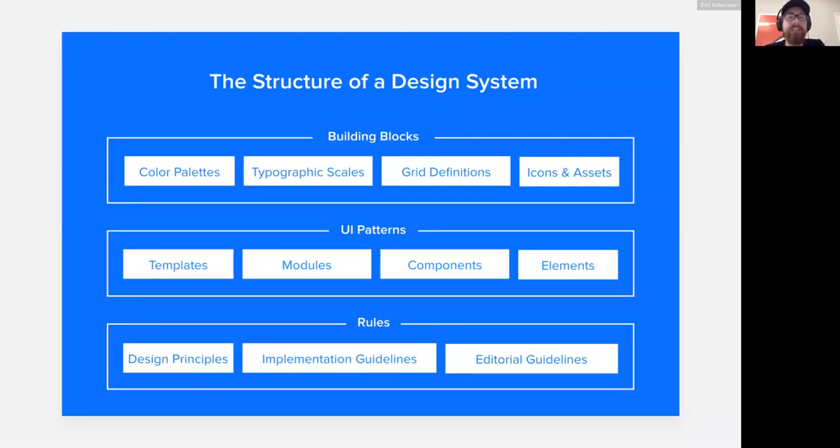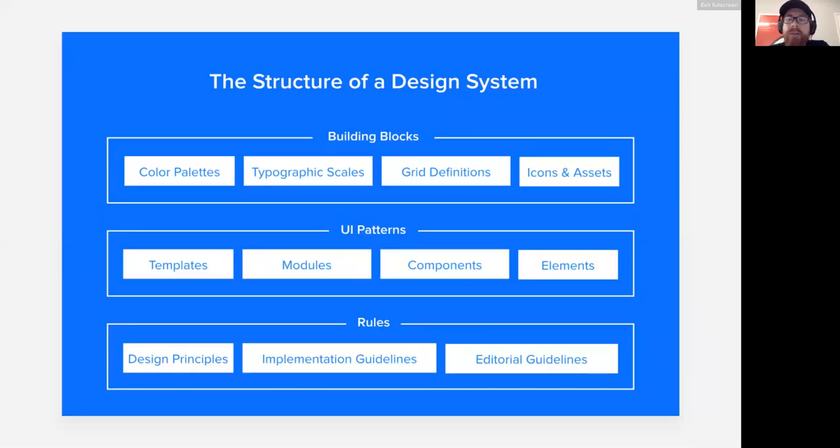So similar architecture, but different vocabulary, something that we found just much easier to communicate to our team. And then finally, on the ground level, we have rules, and rules are implementation guidelines, right? You could see in our research that they're very popular. Editorial guidelines, right? You can see them in design systems, and they're very, very valuable.